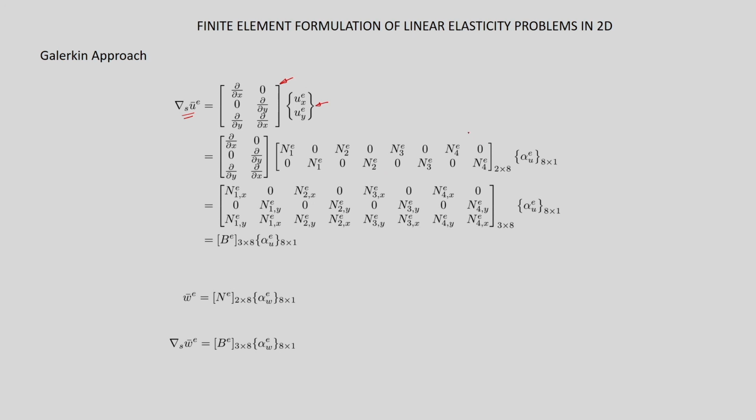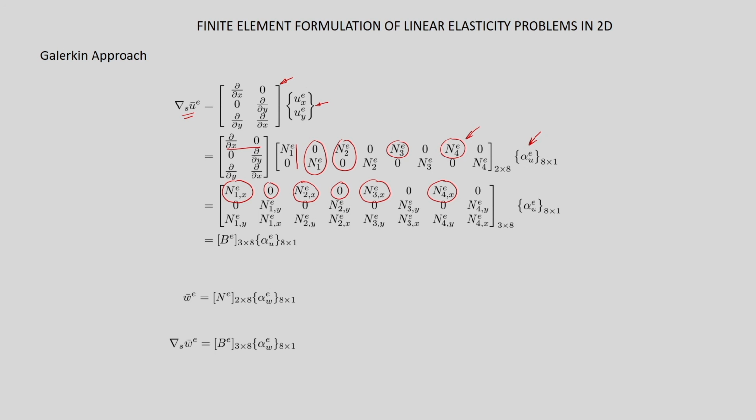Now, u has been replaced with the shape function matrix N times alpha u, alright. Now, if I carry out this operation, the first row times this column gives N1 comma x, the first row times the second column gives 0. Similarly, the first row times this gives us N2,x. Then the second term becomes 0, then this becomes N3 comma x. So, these are the derivatives with respect to x.